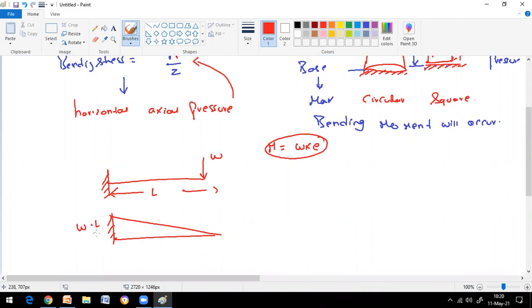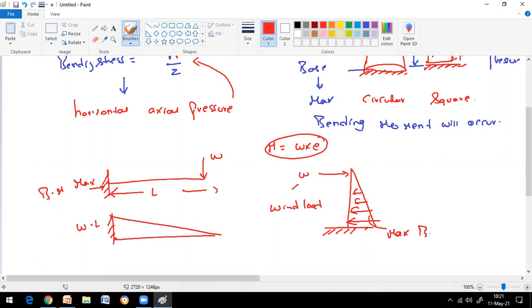So why W into L? Because load into distance is moment. The maximum bending moment will always develop at the support. Now imagine this same portion as vertical. The same portion you consider as a vertical like this. So this load is wind load. So what is the stress diagram? Your stress diagram will be like this. Where is the maximum bending moment? Maximum bending moment will occur at support. Whatever concept you have learned in your strength of materials, the same you have to understand here as well.